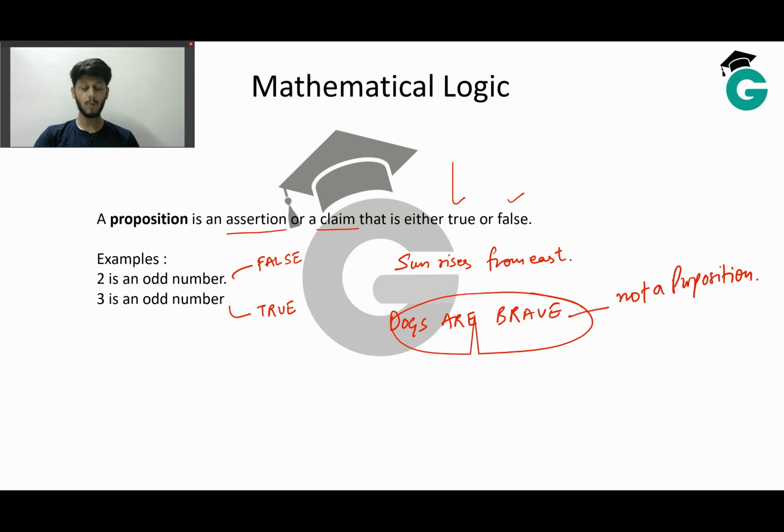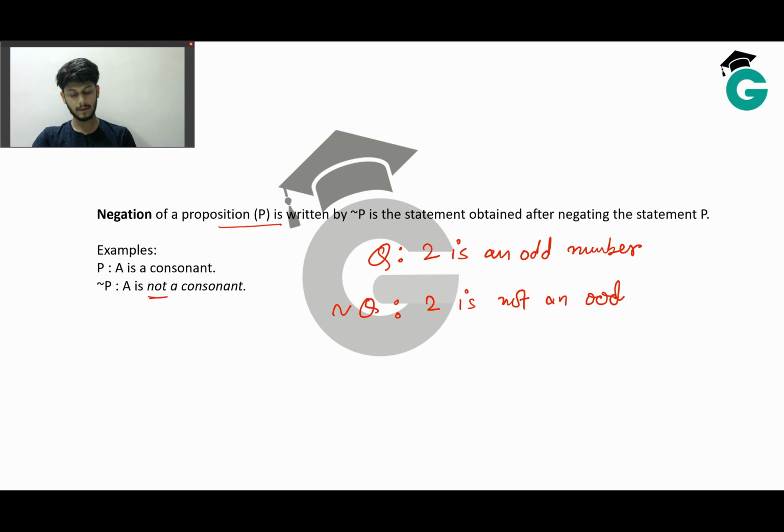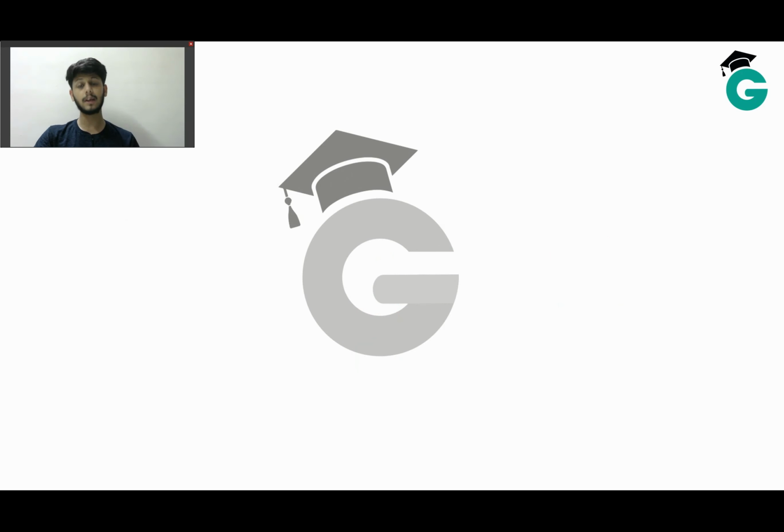Okay, so now when we know what a proposition is, let's define what the negation of a proposition is. The negation of a proposition, let's call the proposition P, is just if you negate the statement. Suppose here we have an example P, A is a consonant. So the negation will be A is not a consonant. We just negated it. Or say we had an example in the last slide where we said suppose Q is 2 is an odd number, right? So the negation of Q is going to be 2 is not an odd number, right? So not Q is true. 2 is not an odd number, that is true. But this was false.